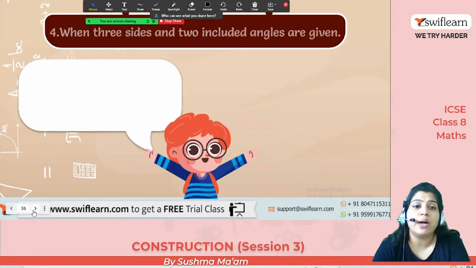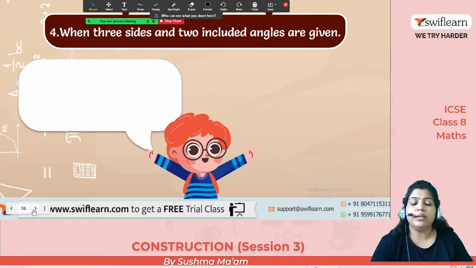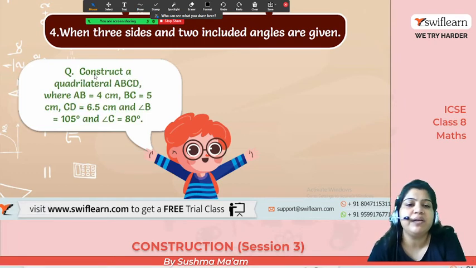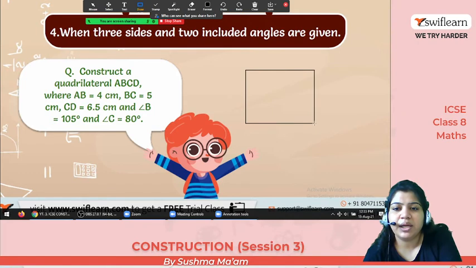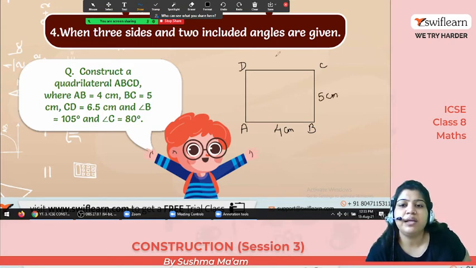Now the fourth one: three sides and two included angles. In the previous one, two adjacent sides and three angles were given, now three sides and two angles are given. Construct a quadrilateral ABCD, where AB is 4 centimeter, BC is 5 centimeter, CD is 6.5 centimeter, and angle B is 105 and angle C is 80 degree.